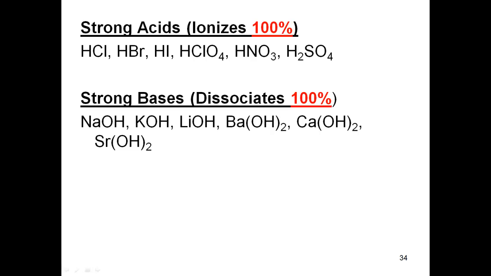Okay, and that's the difference between strong and weak. Strong, 100% ionization. Weak, very little, less than 5%. So how do you learn the strong acids? You memorize these 6: HCl, HBr, HI, HClO4, HNO3, and H2SO4. You learn these acids as your strong ones. All other compounds that start with hydrogen first are weak acids. Okay, so learn the strong ones, and then all the weak ones will be everything else.